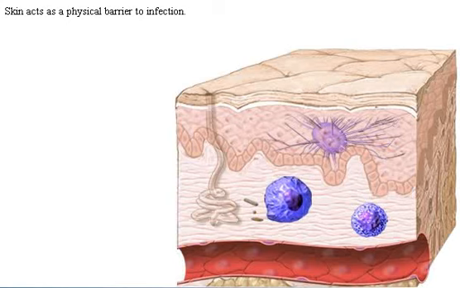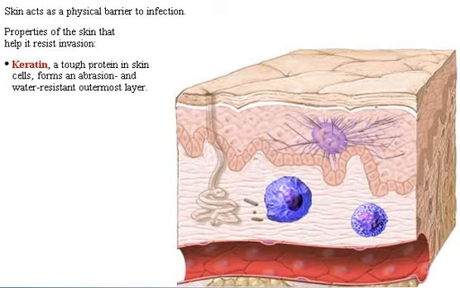Skin acts as a physical barrier to infection. Three properties of the skin are key to its ability to resist invasion. First, the outermost layer contains the tough protein keratin, forming an abrasion and water-resistant surface. Second, specialized intercellular junctions, such as desmosomes and tight junctions, hold skin cells tightly together.